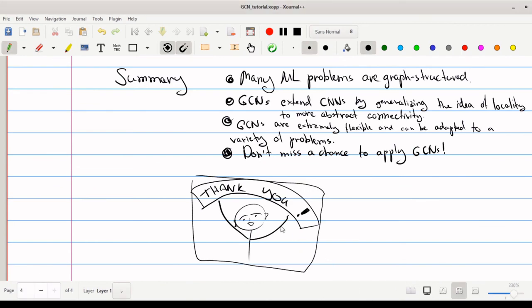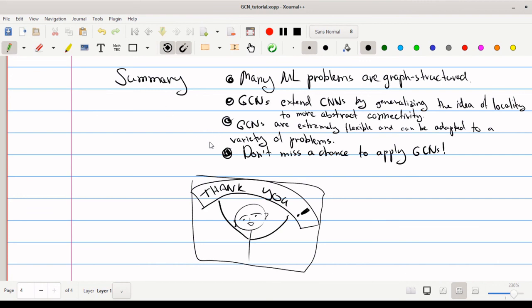So it's been quite a long workshop. What we covered today: we spoke about how you could represent problems as graphs, and we found out that many machine learning problems are graph structured. We also discussed how GCNs extend convolutional neural networks by generalizing this idea of pooling information locally based on local connectivity to a more abstract idea of combining information from different nodes in the graph that are connected to the node of interest.